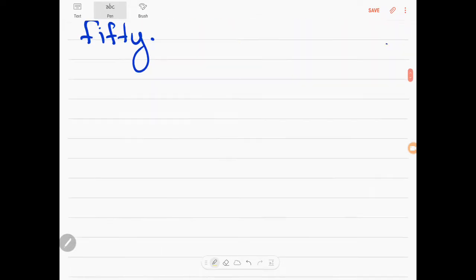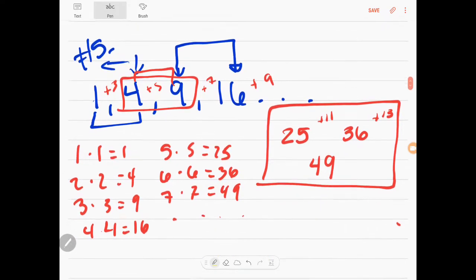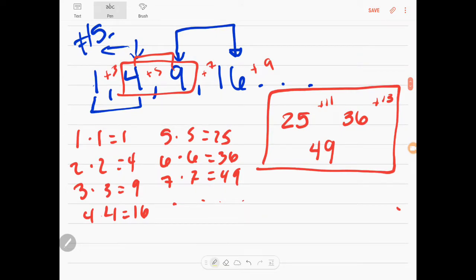Number 5. It's a sequence. It says find the next 3 numbers in this sequence: 1, 4, 9, 16. The first thing you want to do is look and see if there's a pattern. So what I did is I noticed that 1 plus 3 equals 4. So then I did another one. What is 4 plus a number? And that equals 9. It's 5.